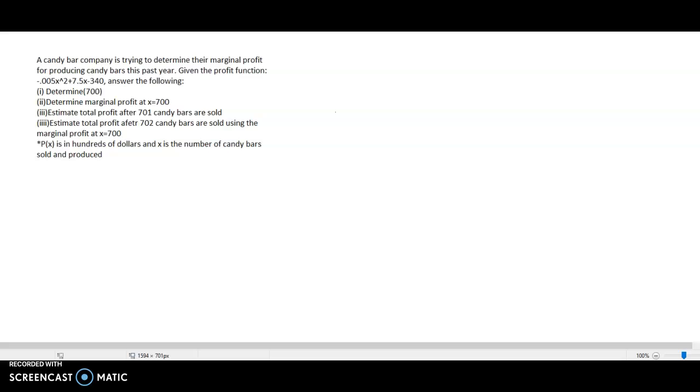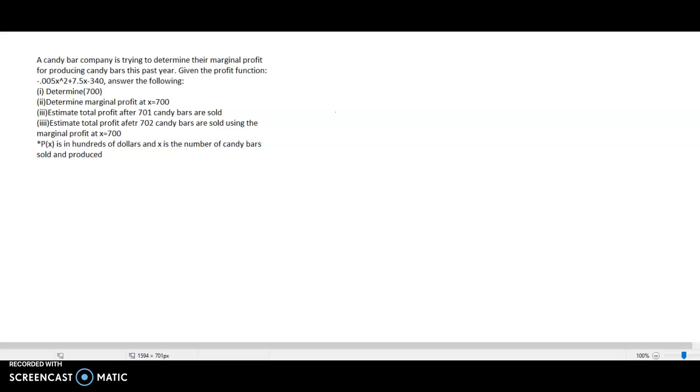For question 2, determine marginal profit at x equals 700. Number 3, estimate total profit after 701 candy bars are sold. And lastly, estimate total profit after 702 candy bars are sold using the marginal profit at x equals 700. And side note, P of x is in hundreds of dollars and x is the number of candy bars sold and produced.